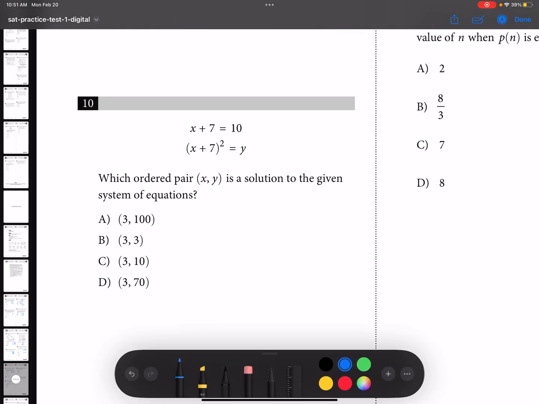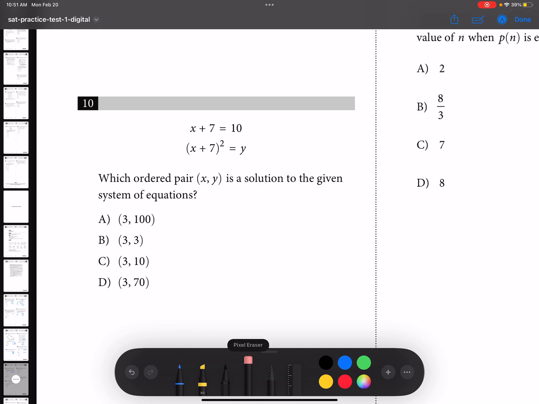Okay, number 10. Which ordered pair xy is a solution to the given system of equations? So we're going to solve for x and y here. We can find x easily. x is equal to 10 minus 7, and x is equal to 3.